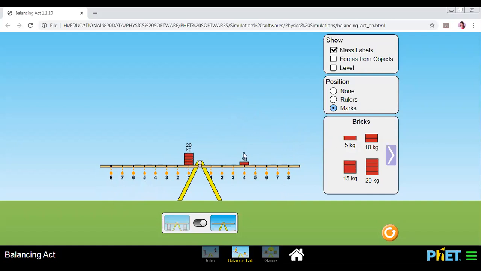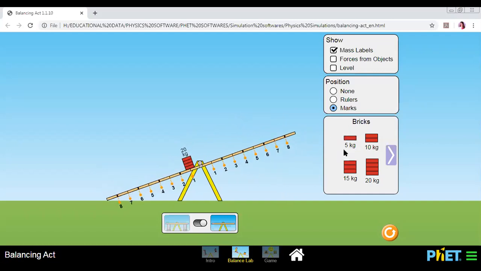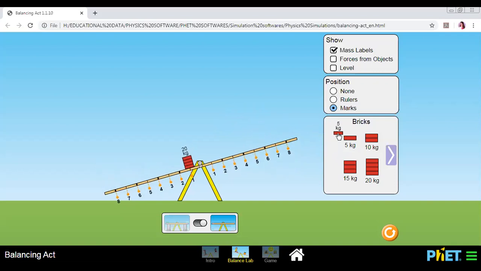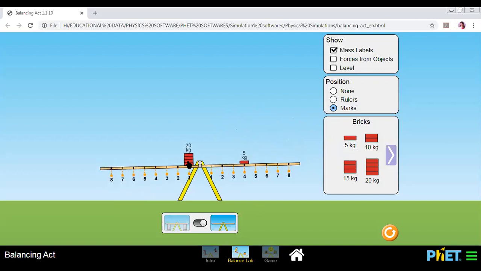This lever is a very fundamental type of machine. Right now I'm using the lever as a force multiplier, because I'm applying less force. How much force am I applying? 50 Newton, 5 kg, to lift a load of 200 Newton, that is 20 kg. So this mechanism is right now working as a force multiplier.